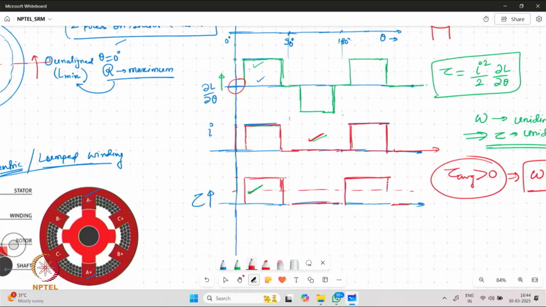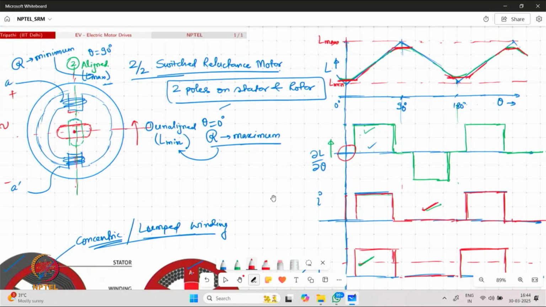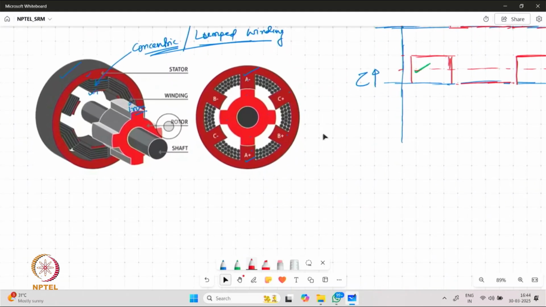However, that will be unipolar in direction. So we'll still have the average value of torque greater than 0. Now this is for a very basic 2x2 switch reluctance motor. We, as I said, may have more practical machines, for example a 6x4 SRM, where we have 6 poles on the stator and 4 poles on the rotor.